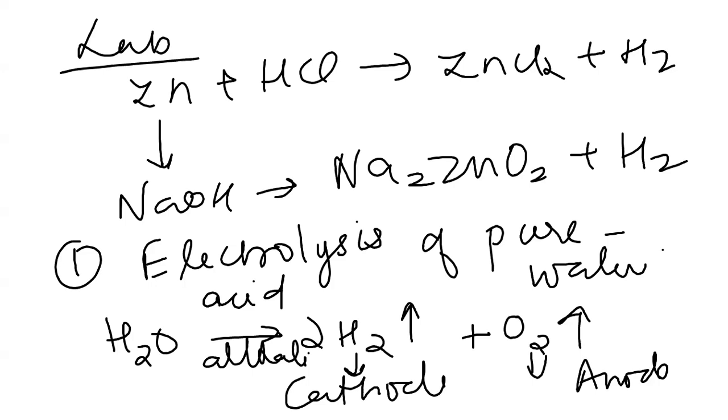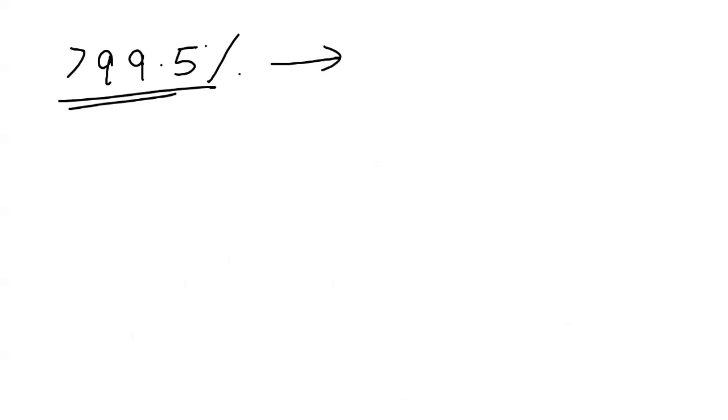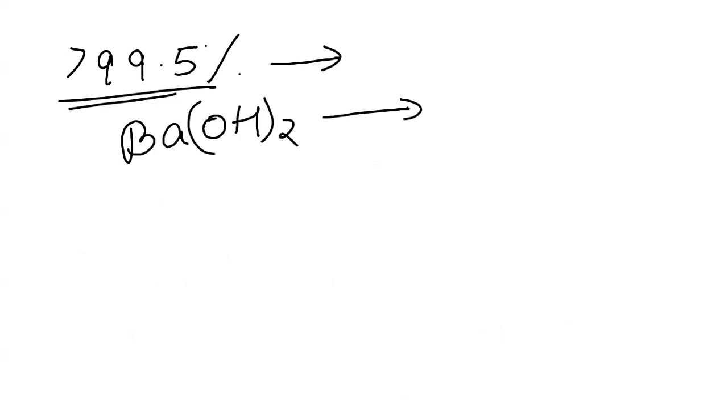Now, pure hydrogen gas, more than 99.5% pure, is obtained by electrolysis of a warm solution of barium hydroxide. And in this case, we are using nickel electrodes.